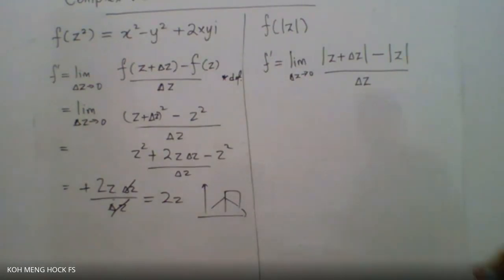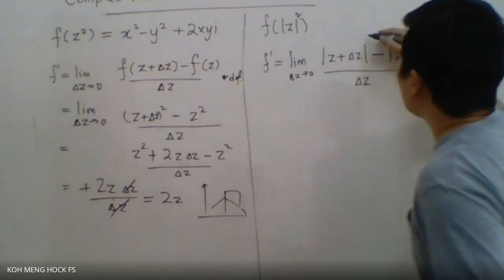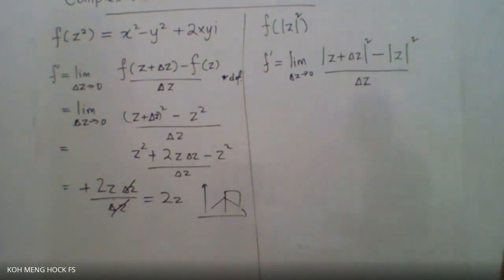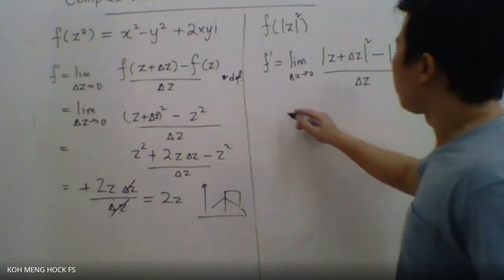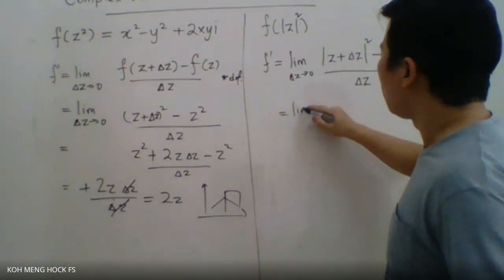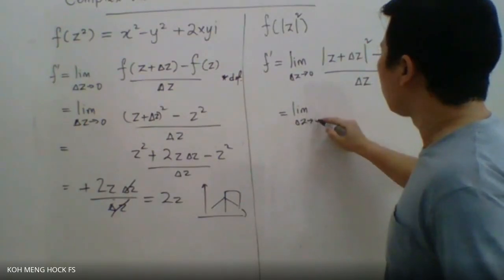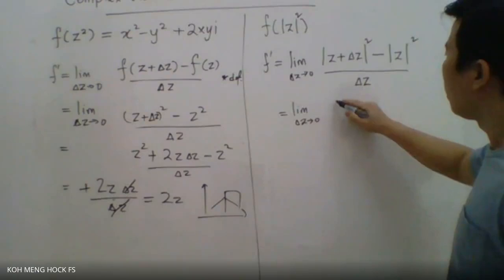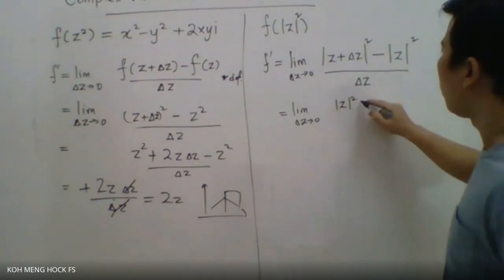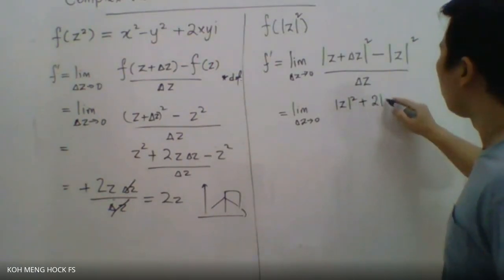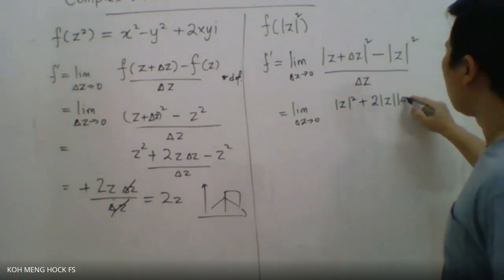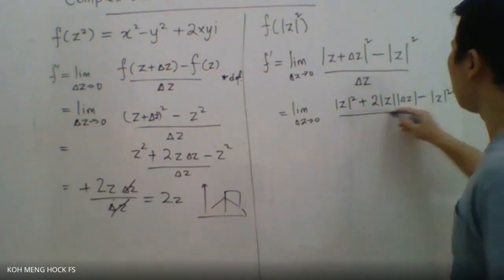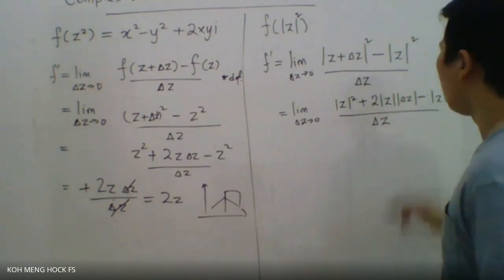So this is squared. This is going to be squared. This is squared, right? So now when you expand this, you will get z squared plus 2z delta z minus z squared, and this is delta z.